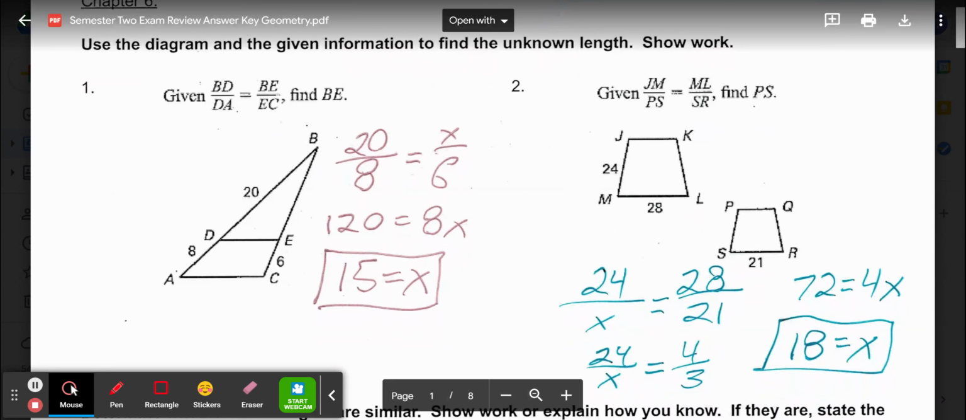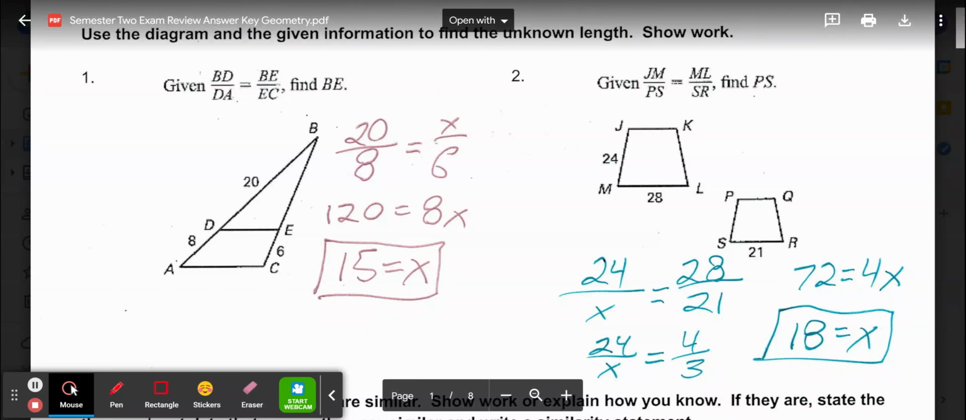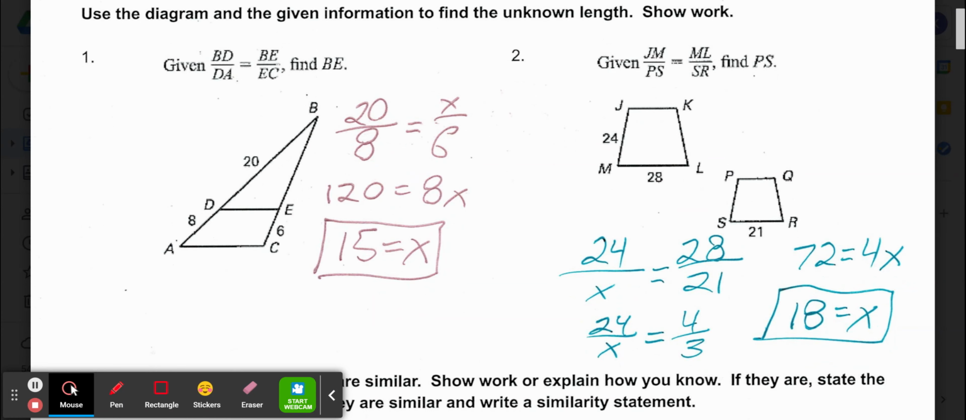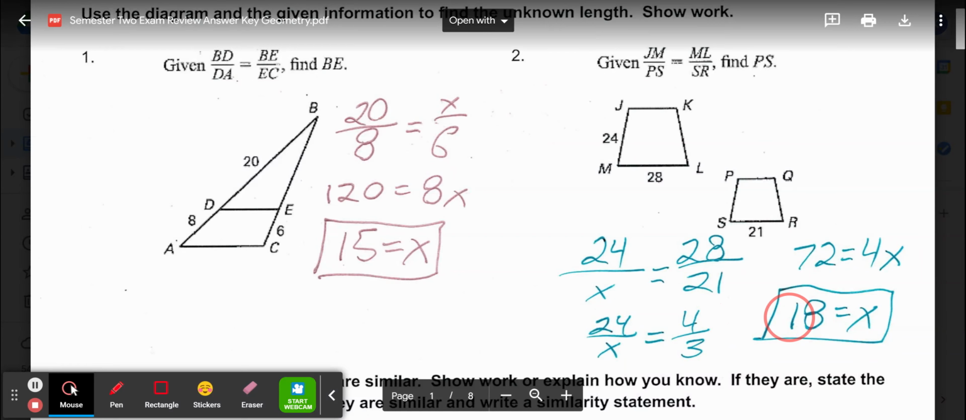So number 2 is the exact same concept, just using the values in this proportion. 24 over x equals 28 over 21. Cross multiply 21 times 24, divide by 28. Or you could simplify the 28 over 21 to 4 over 3. So then 3 times 24 divided by 4. Either way, we get the same answer of x equaling 18.